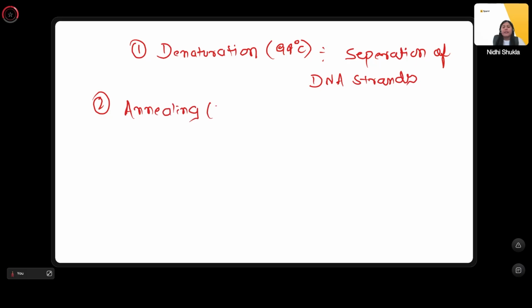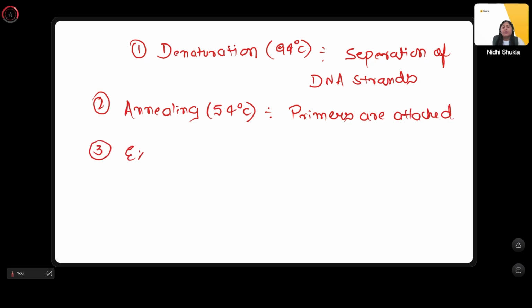Annealing occurs at an approximate temperature of 54 degrees Celsius. And what happens in annealing? In annealing, primers are attached. So basically, you attach primers, and this is called annealing.